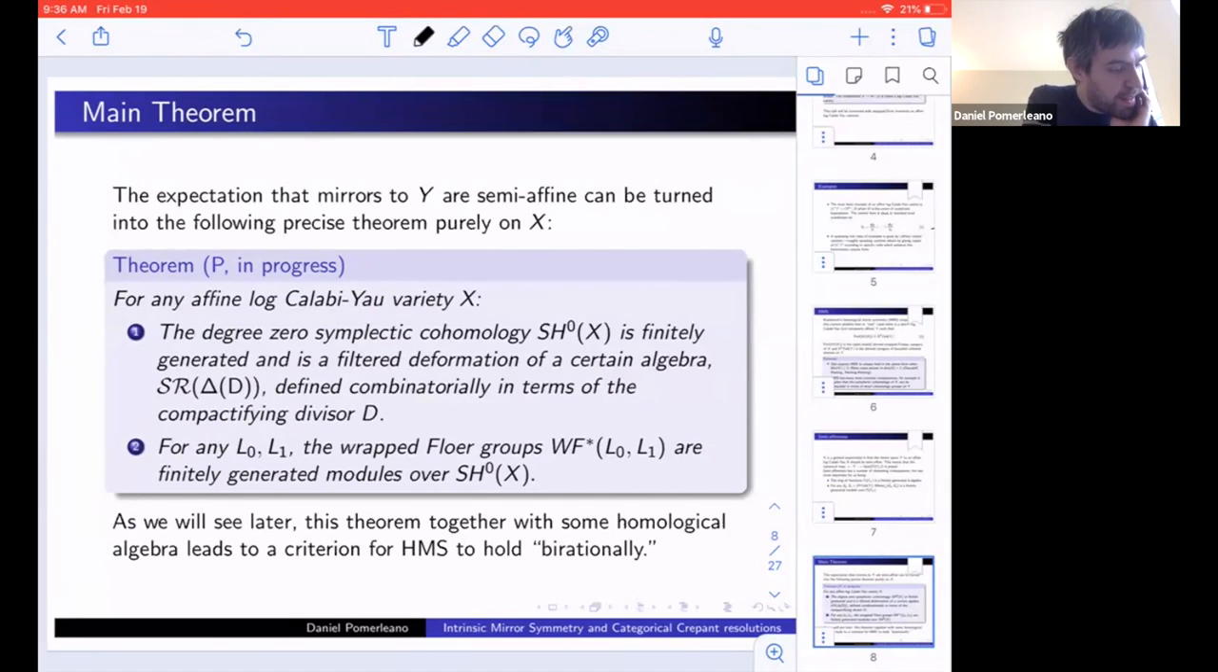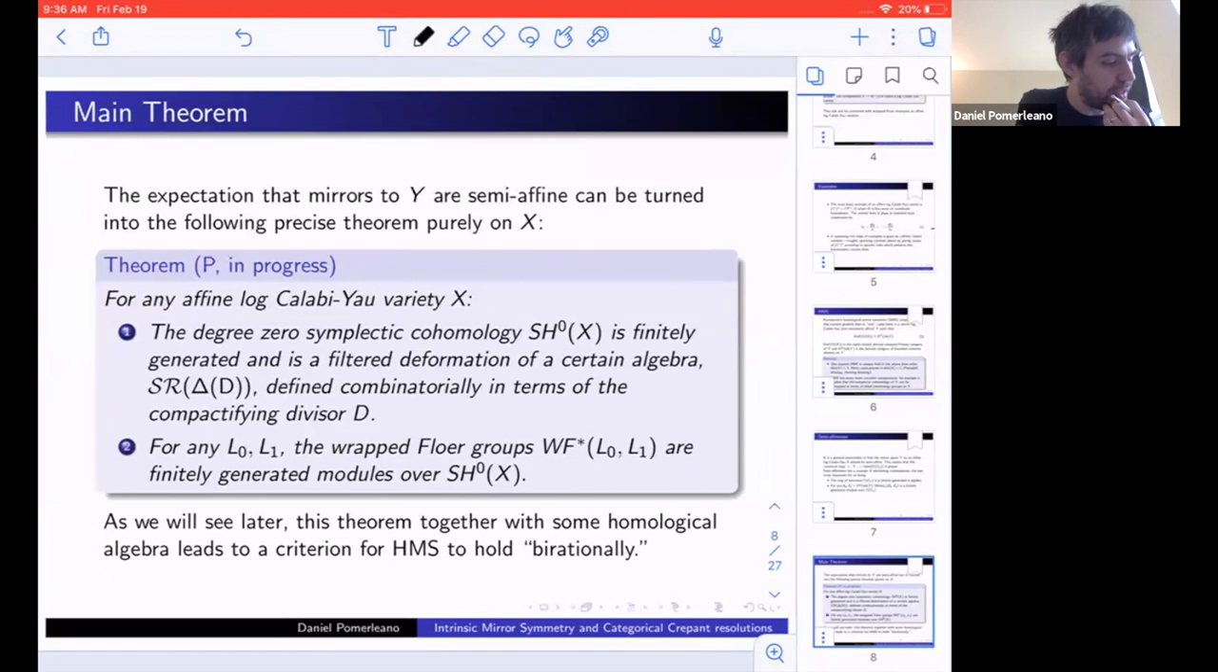So this is the main theorem. The expectation that mirrors to Y are semi-affine, if you translate it across the mirror dictionary, translates to the following two things. It says that the degree zero symplectic cohomology of X is finitely generated. And in the proof, we'll get a more refined statement that it's a filtered deformation of a certain combinatorial algebra.